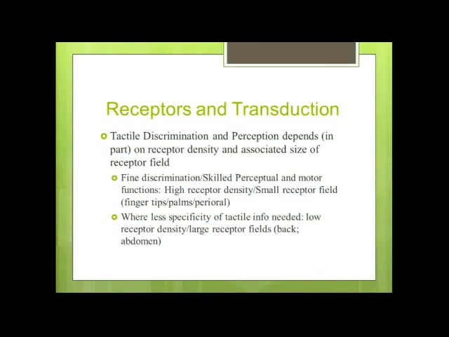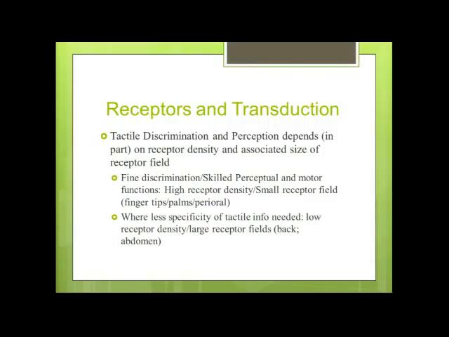So think about, we all learned about how to test for 2-point discrimination when we went to school, and there's a much higher 2-point discrimination or smaller detail of 2-point discrimination in the hand than there is in the arm or the rest of the body. So you have smaller fields with more detail in your hands and other parts of your body. Your mouth is another area where you need that kind of information for skilled motor function. Where there's less specificity needed, you have low receptor density, so fewer receptors and a larger field.